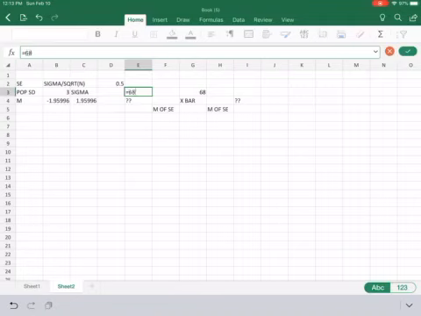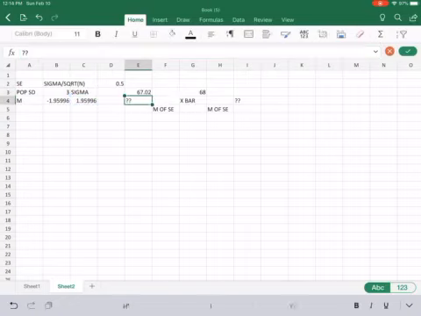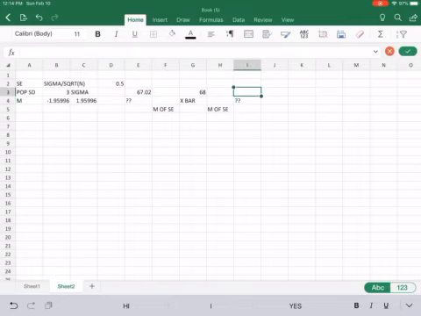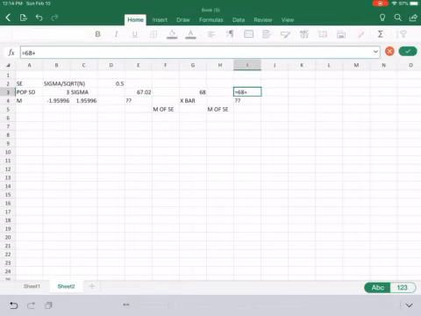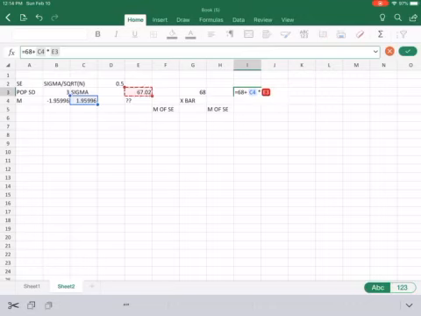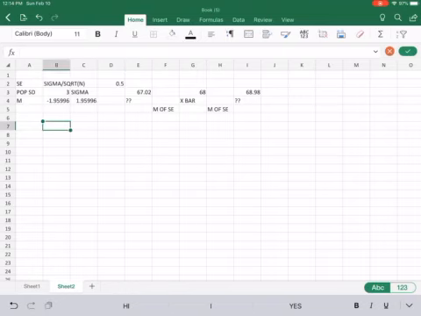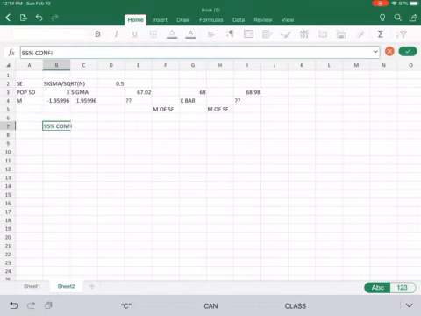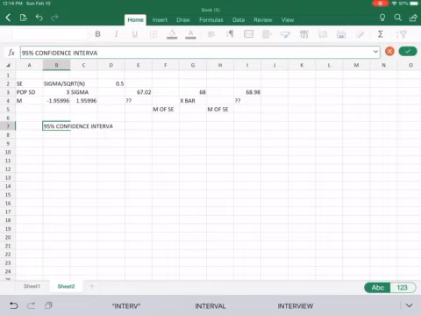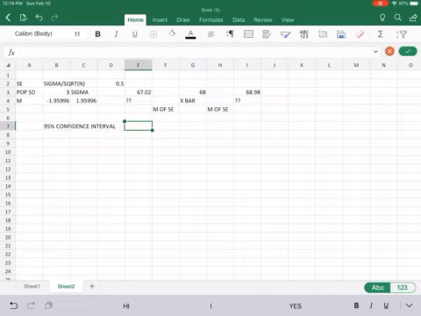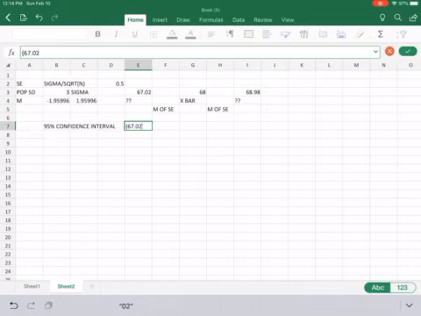So this is going to be 68 minus the M multiplied by the standard error, and 68 plus M multiplied by the standard error. So my 95% confidence interval is going to be from 67.02 to 68.98.